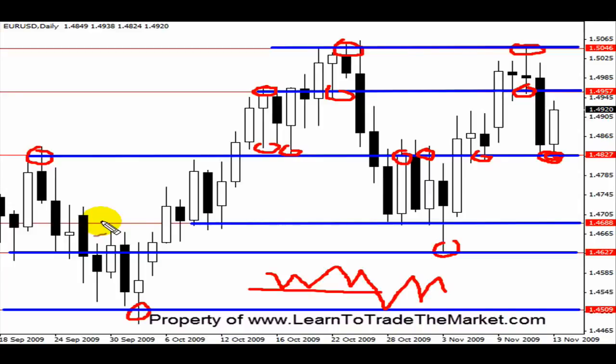So I hope that video helped, something you should practice. I'll expand more in the members area on drawing support and resistance on all the other pairs.